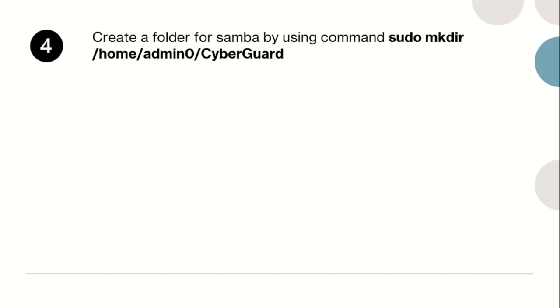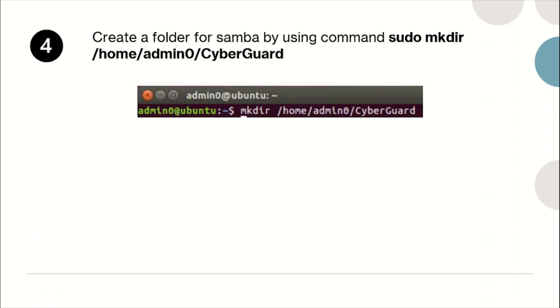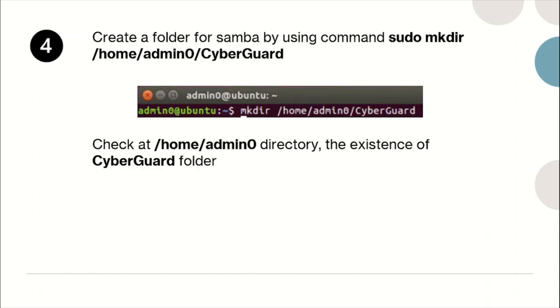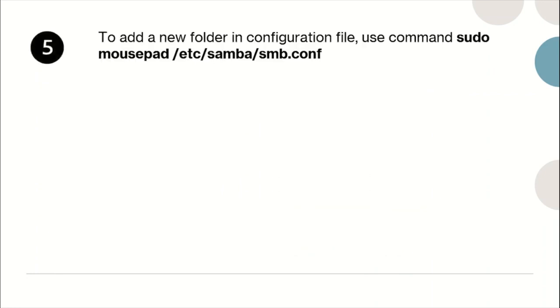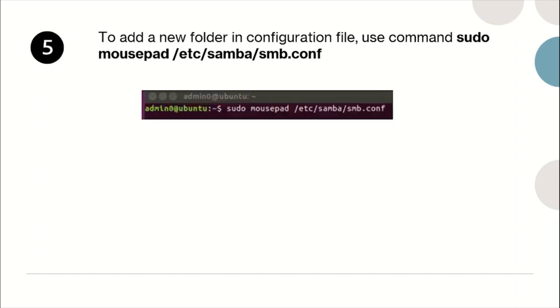Next, we will create a folder named CyberGuard by using the command sudo mkdir /home/admin0/cyberguard. To check the existence of the CyberGuard folder, we will go to directory /home/admin0. To add the new folder named CyberGuard in the configuration file, we will use the command sudo mousepad /etc/samba/smb.conf.